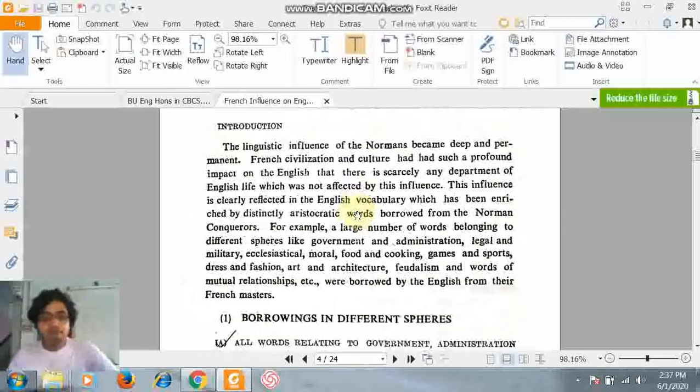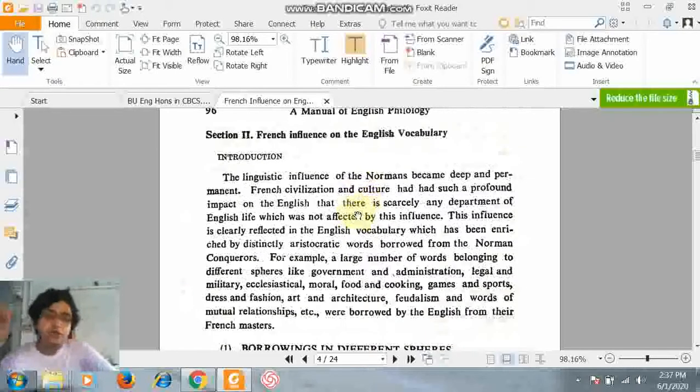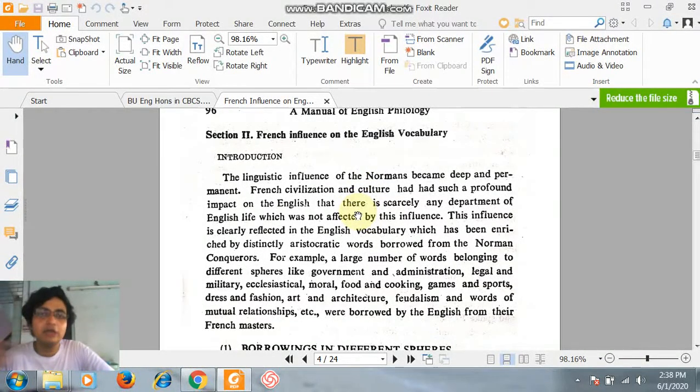So now this is the historical background of how the French extended their influence upon the English. But now let us enter into the linguistic influence on the English vocabulary.